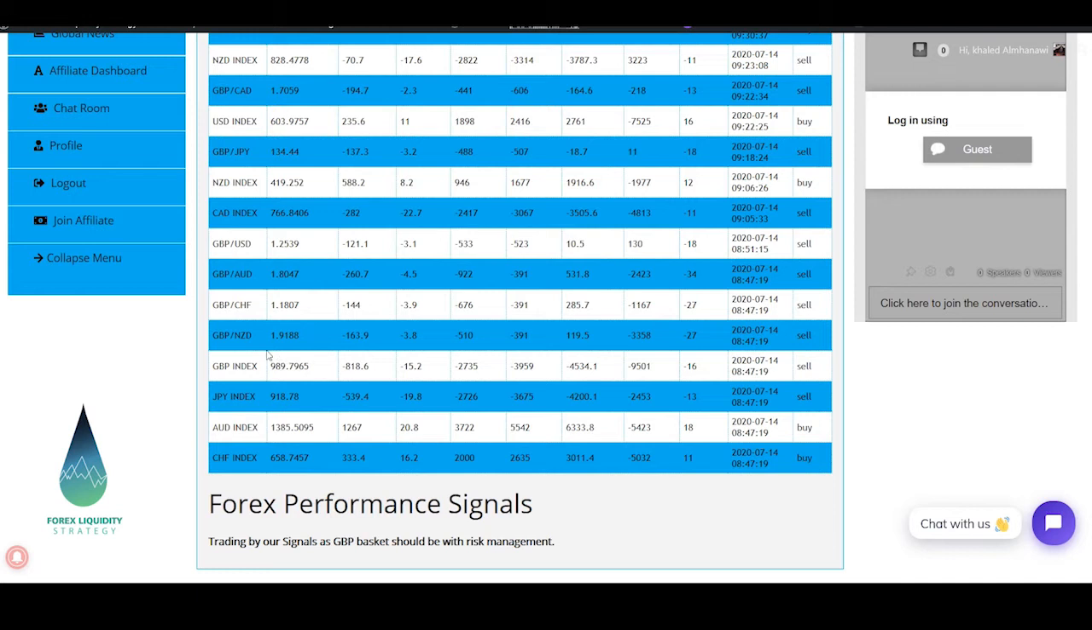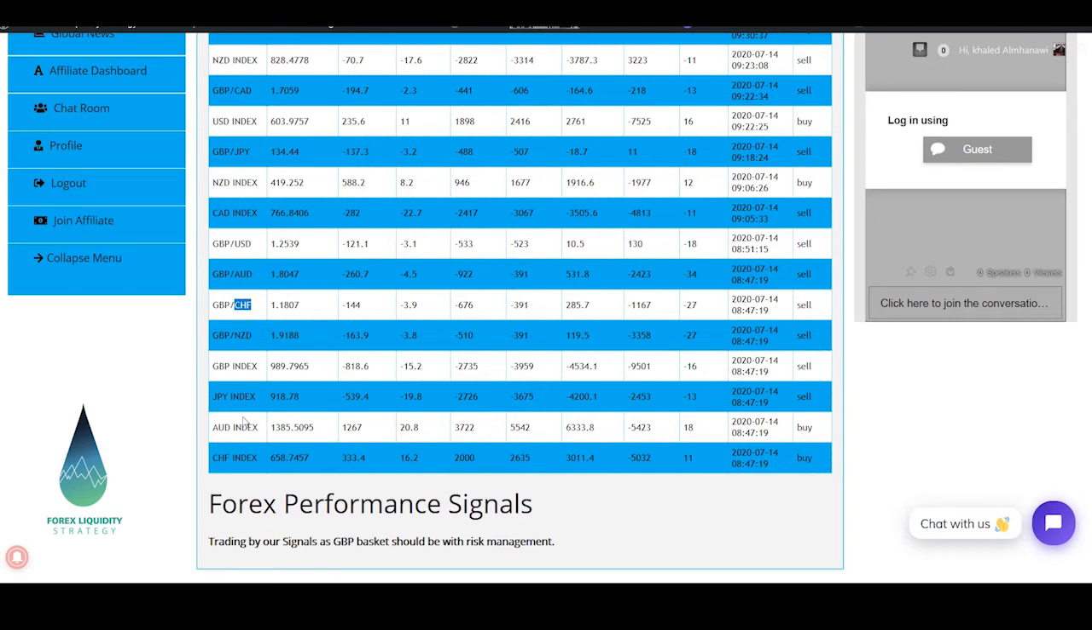Then I would look: in order for you to sell pound, you need another index or another currency to be going up strongly. So here I would have chosen the franc index, because the index of franc came as a buy. So I would choose pound franc. Why? Because pound is going down, with liquidity in minus, but franc is coming in positive. So I would choose pound franc.